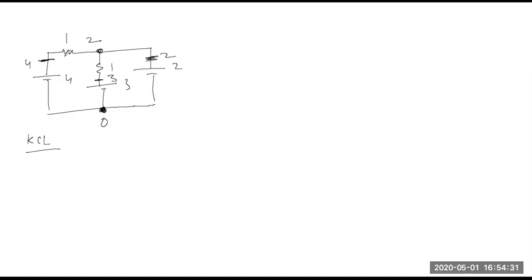So what will be the current here? First thing, what will be the current in this one? It will be from 4 to 2. And what will be the value? Ohm's law. If it's 1 ohm, what will be the value? 4 minus 2 divided by 1. So what will be the value? 2. Very good.